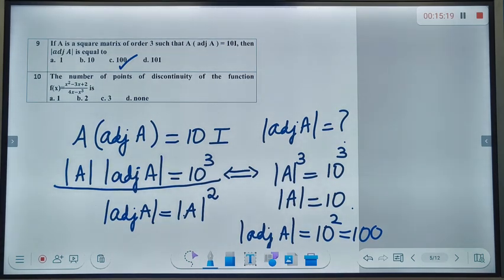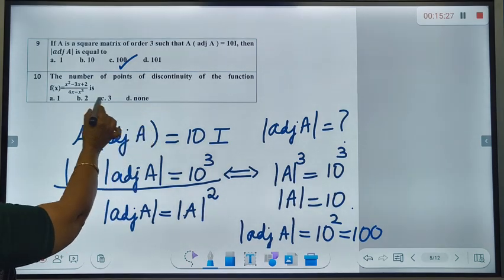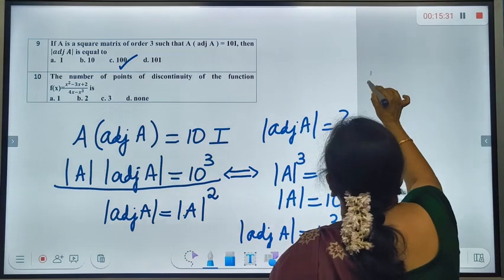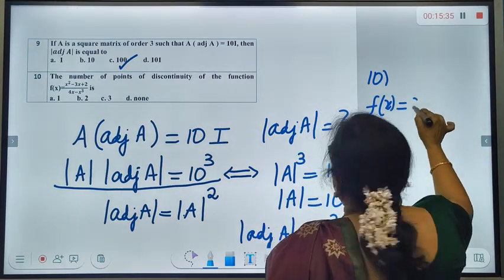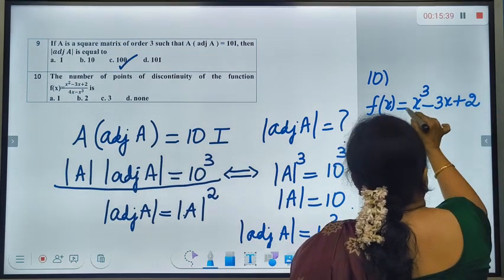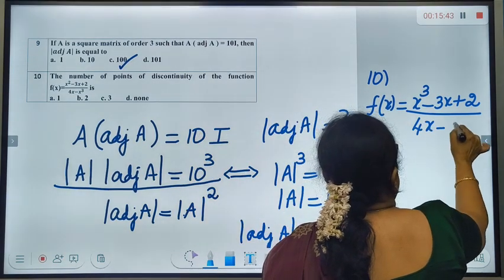So you must understand the properties clearly well so that you can use the properties to solve the problems. Now, the number of points of discontinuity of the function, 10th question, where is the function discontinuous? Now, f of x is equal to x cube minus 3x plus 2 divided by 4x minus x cube.